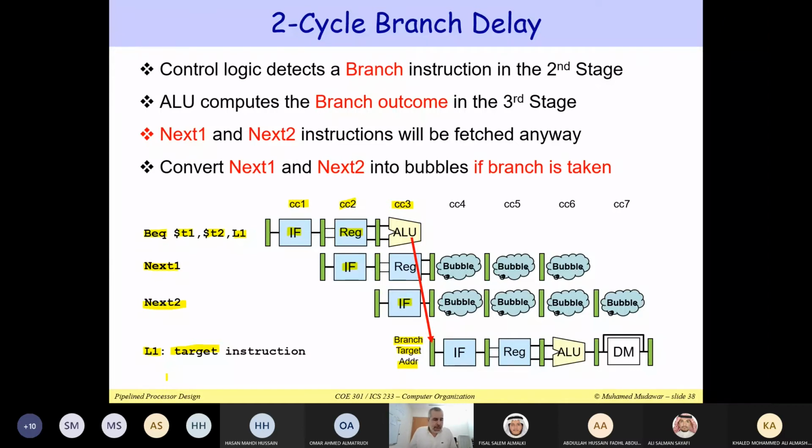Now this is if the branch is taken. Okay, this is if the branch is taken, and therefore we update the PC and we start at the branch target address. So we go to the target instruction at L1. Okay, is this clear? Yes. Right. Let us continue.